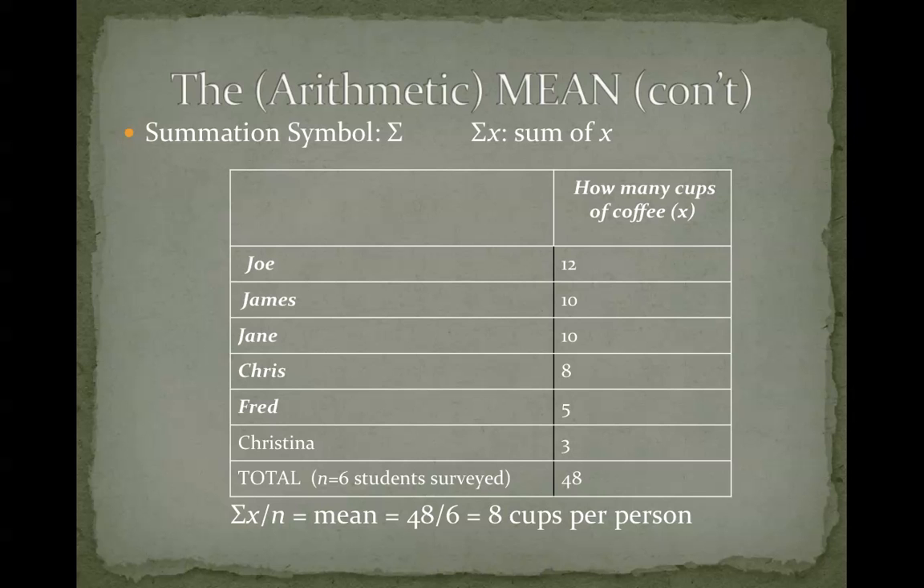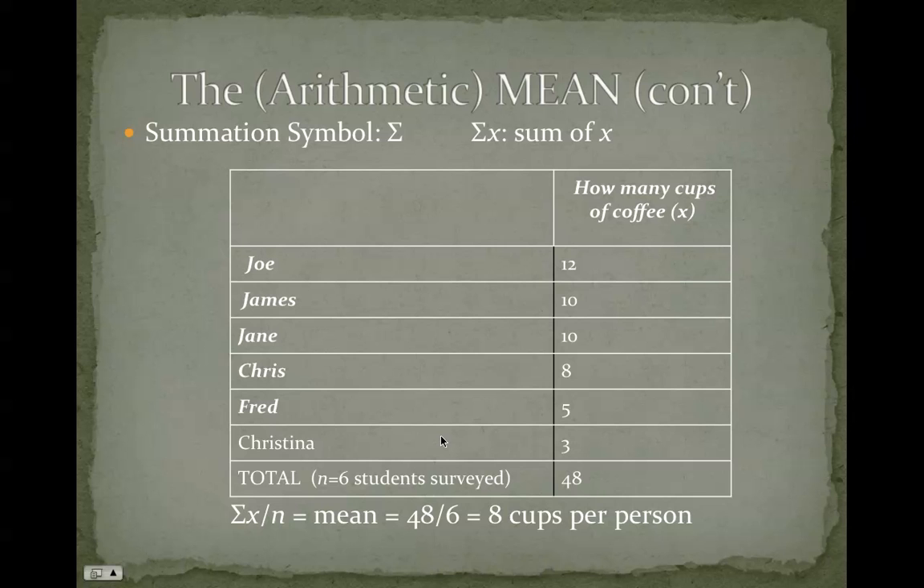And so if you ask the sigma x, or what is sigma x, that is simply just the sum of x. What is the sum total of x? So here I have x, and what is your sum total of x? In this case, the sum total of x is 48, right? The total of the number of cups of coffee drank was 48.